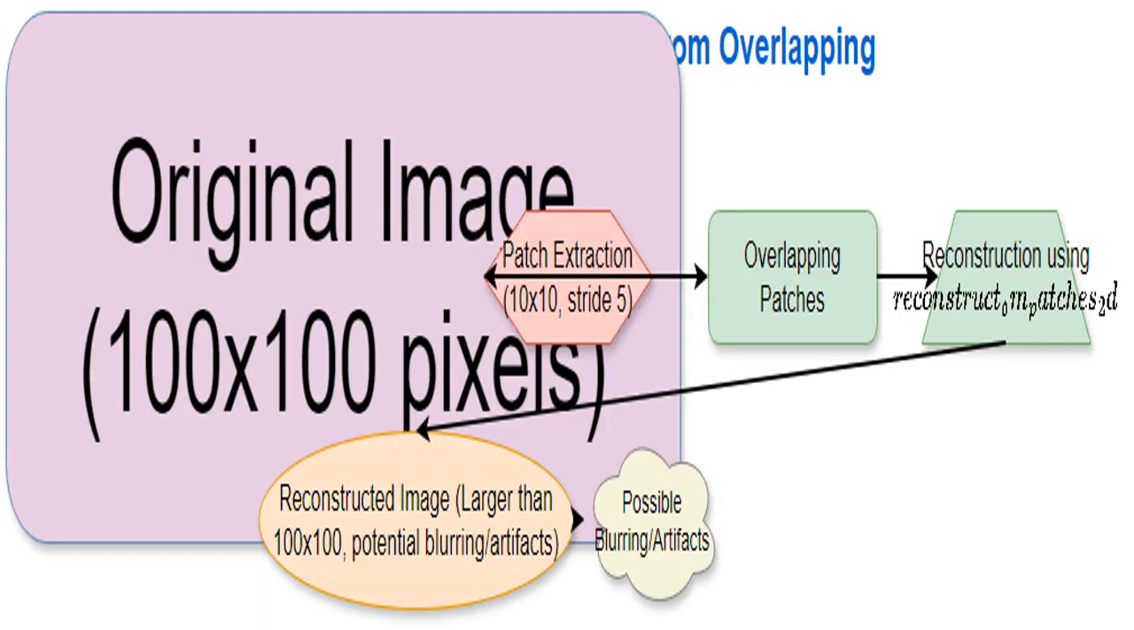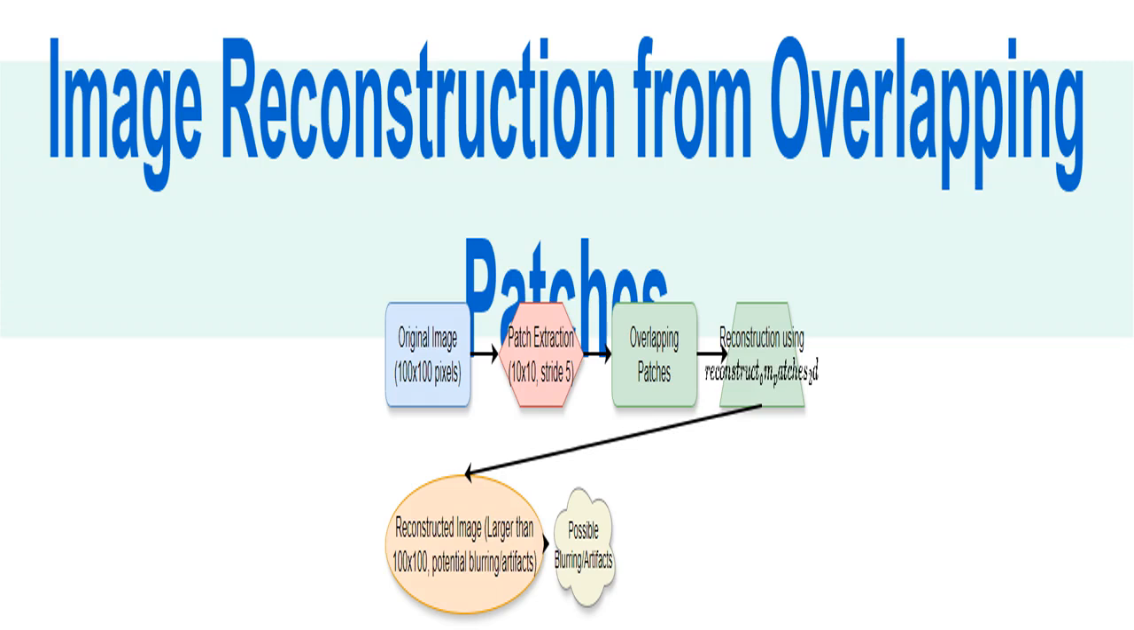Because I used a stride of 5 pixels with 10 by 10 pixel patches, the patches overlap by 5 pixels. Imagine placing 10 by 10 squares on a surface, with a 5 pixel gap between the squares. They will overlap significantly. I'm taking 10 by 10 pixel sections, patches, from the original image. The stride of 5 means I move 5 pixels before extracting the next patch. This is an important step because it creates overlapping patches.